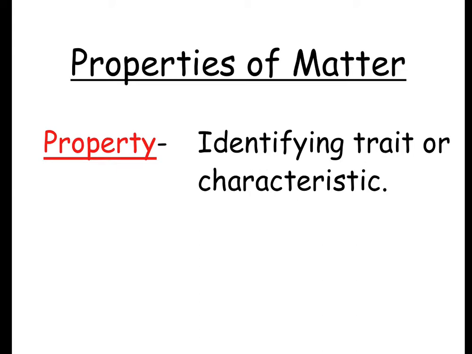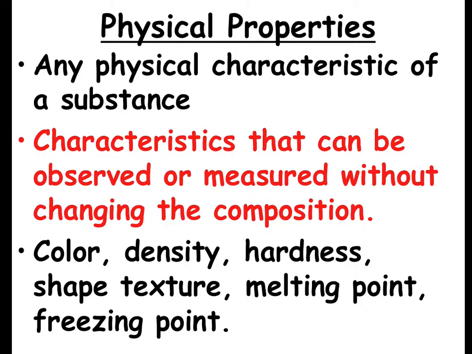Properties of matter. A property is what we use to identify a trait or characteristic. So it's our descriptor of what that matter is. There are different types of properties. There are physical and chemical properties. So we're going to start off looking at physical properties. Physical properties are any physical characteristics of the substance, meaning when we observe them or we make changes, we're not changing what it is. So they're characteristics that can be observed or measured without changing the actual composition.